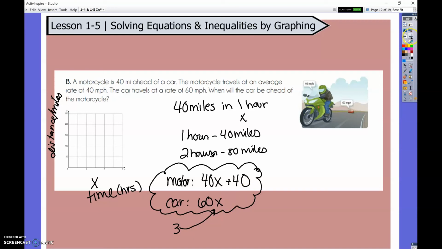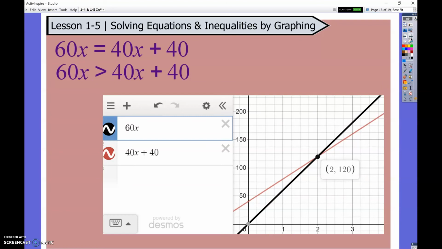I went ahead and graphed both of those equations on Desmos. And here I had to make a scale a little bit to zoom out for you. Here I see this coordinate where they're meeting when x is 2. That means, remember, x was hours. So let's think about it. That means in 2 hours, they'll both have gone a distance of 120 miles.